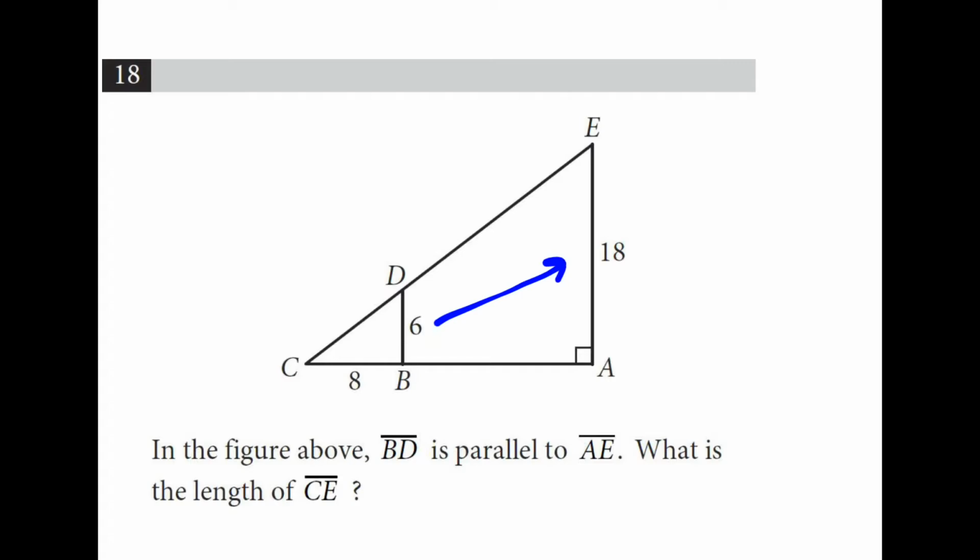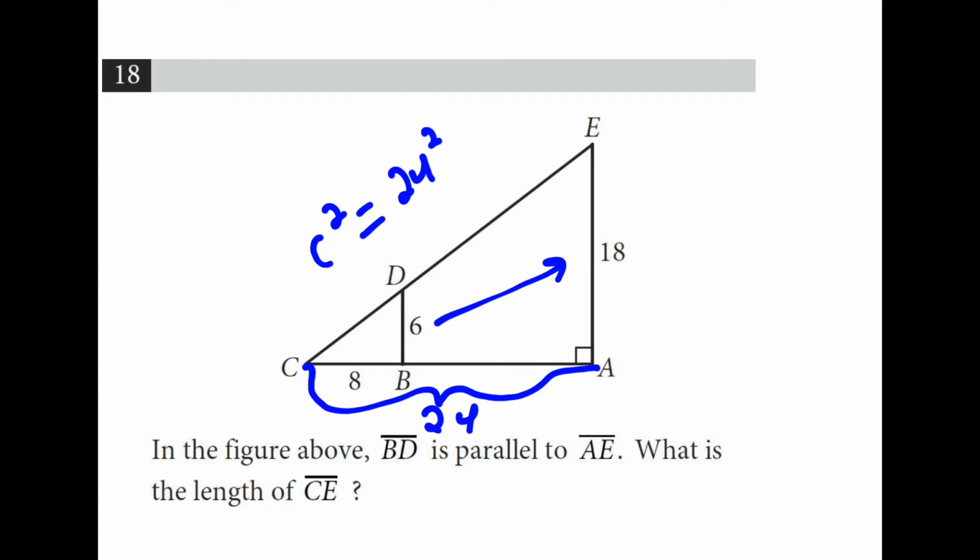For the next one, there is this proportional relationship between the side lengths because the sides are parallel. So 6 times 3 is 18 in the same way that 8 times 3 gives us this entire side length of 24. They want to know what CE is? Well, we're looking at a right triangle. So c squared is equal to 24 squared plus 18 squared. So if we take the square root of that, that value is going to be 30.